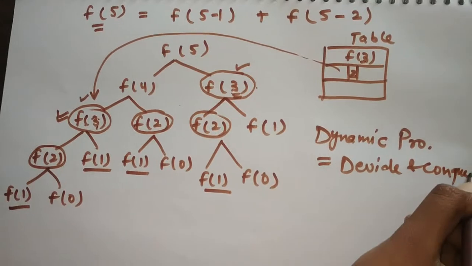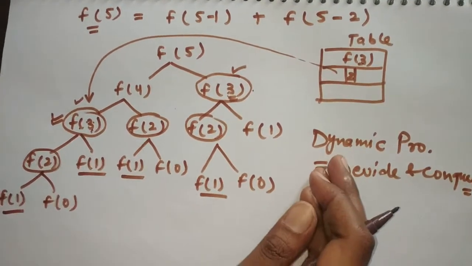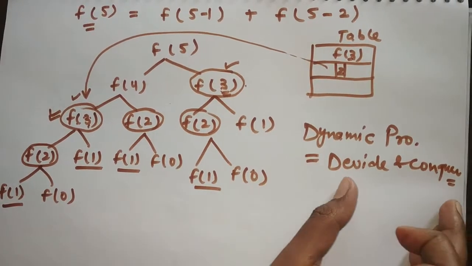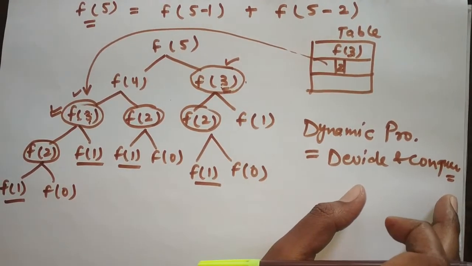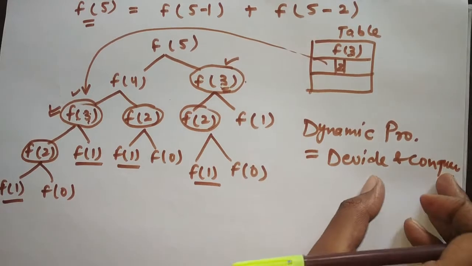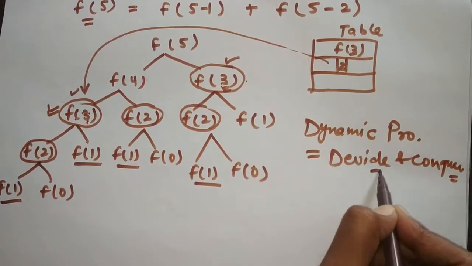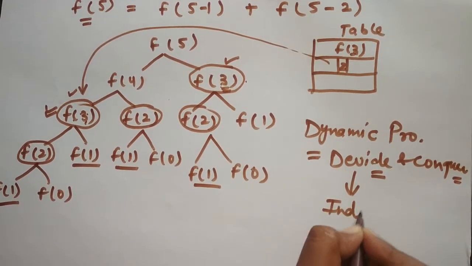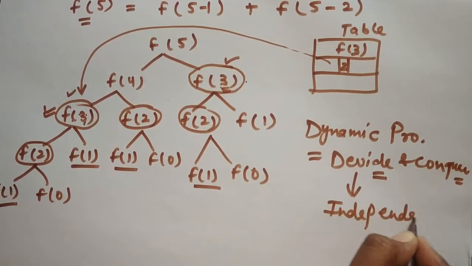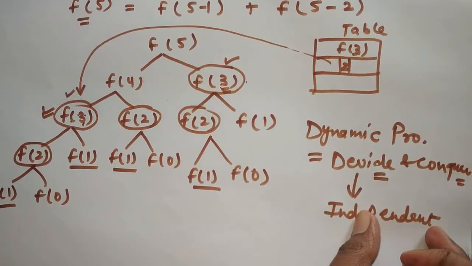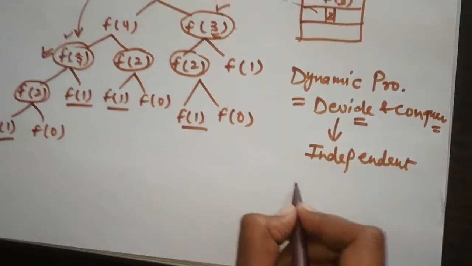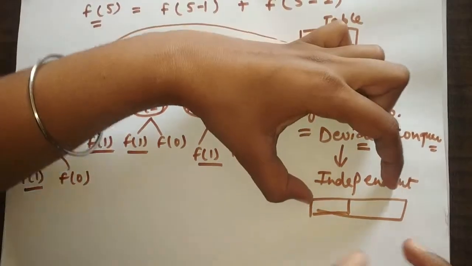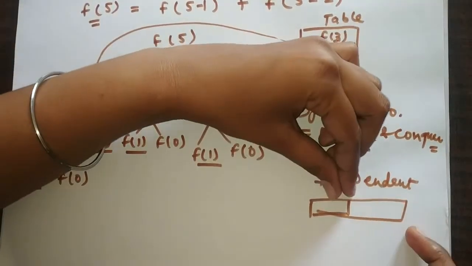Okay, so the dynamic programming method is very much similar to the divide and conquer method, but what is the difference between both of them? The difference is that in divide and conquer, the subproblems are independent, meaning there is no dependency. Let's say for example merge sort.